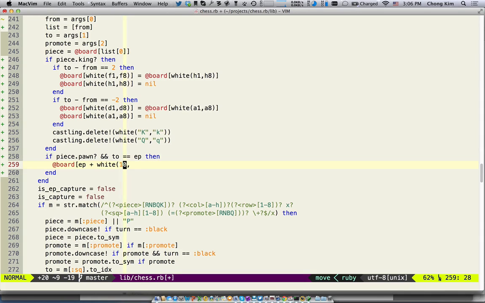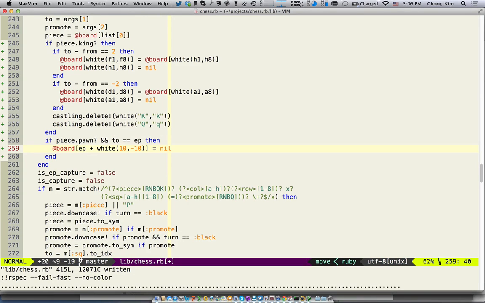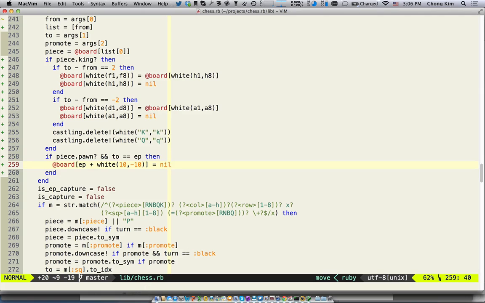But if I had more time and if I didn't want to bore you, I would probably just do it if I were doing it myself. But since I don't want to bore you with just replacing a name, I'm just going to leave it there. Okay, so 10 or negative 10. And we're going to set that to nil, so we're going to get rid of it. Okay, so everything passes.